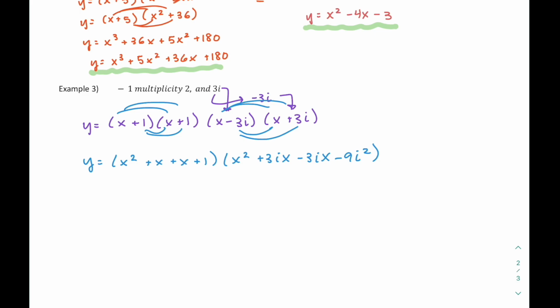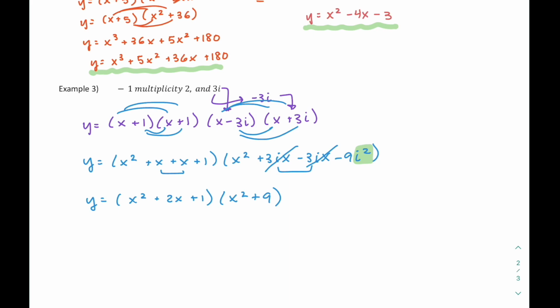So again, I suggest simplifying these by combining like terms, getting rid of your imaginary stuff, and then after that, we will distribute one last time. So I get y equals x squared plus 2x plus 1, and then x squared plus 9 as that second factor. So again, that one simplifies way nice if you do it correctly. So I'm replacing i squared with negative 1 to get plus 9 at the end.